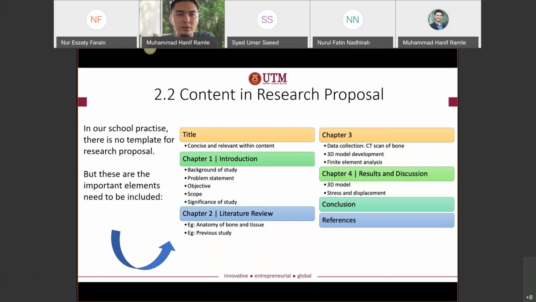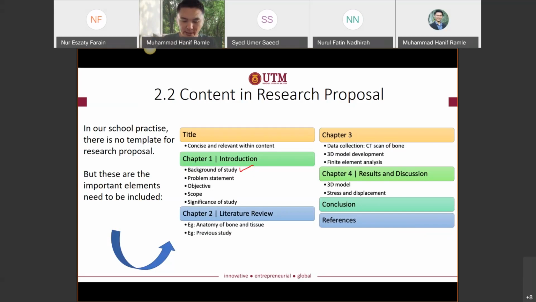This is the important content that you have to include in your research proposal. The first one, of course, is the title. It should be concise and relevant within the scope and content. The second one is Chapter 1, which is the introduction of the proposal. You have to write about the background of the study, what kind of study you want to do. I will go through it in detail after this.